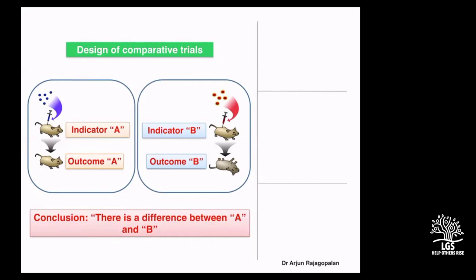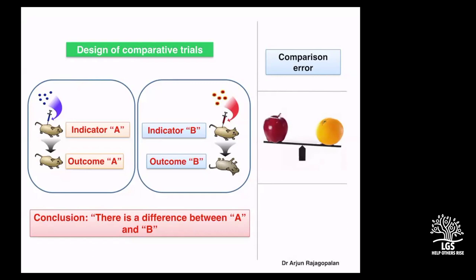As we already said, we have to make sure that this is a genuine difference and this does not occur because of a comparison error. That is, in other words, you are comparing apples with apples and not apples with oranges. And how do you achieve this?